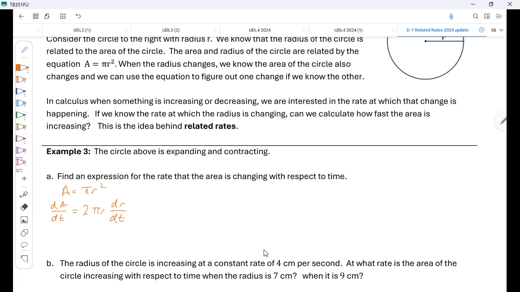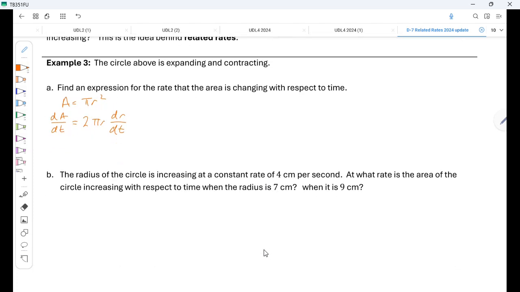So a bigger radius may mean a smaller rate of change of that area. That's kind of the key to this. So let's see what a problem actually looks like. They're going to have to give you a lot of information in order to solve these.